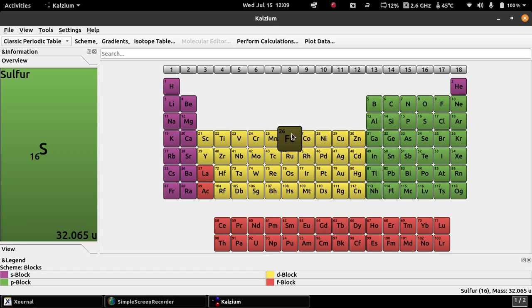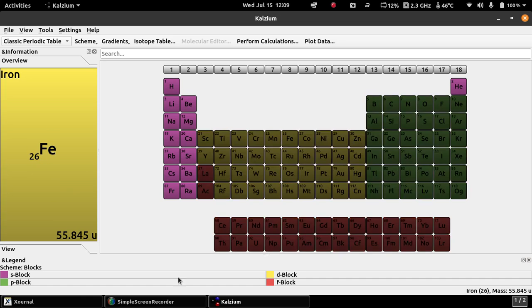If it decides to open, there we go. So, iron has a... we can round this up to 56, because it's very close. It wouldn't make sense to round it down. So, the atomic mass is 56. And it has an atomic number of 26.